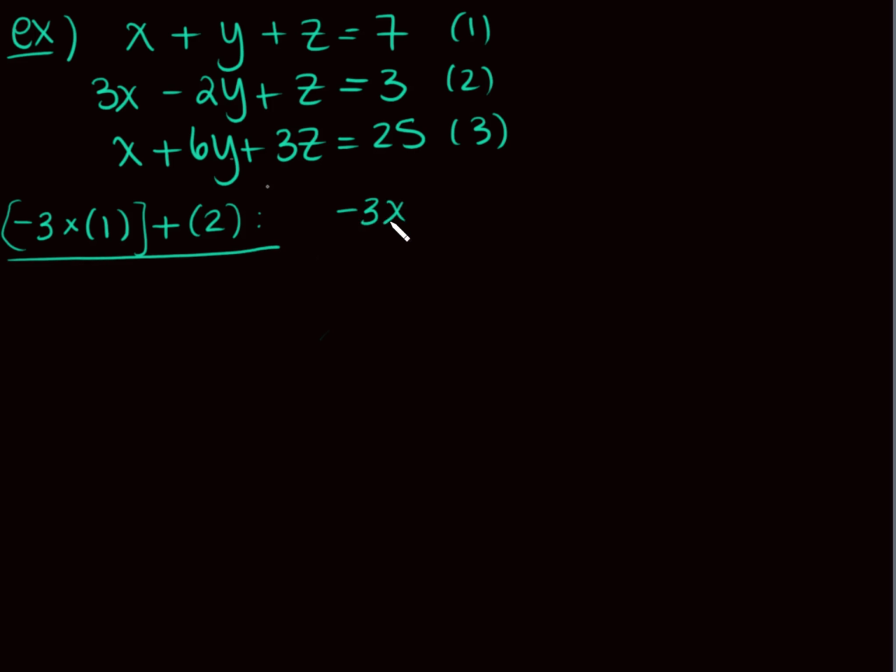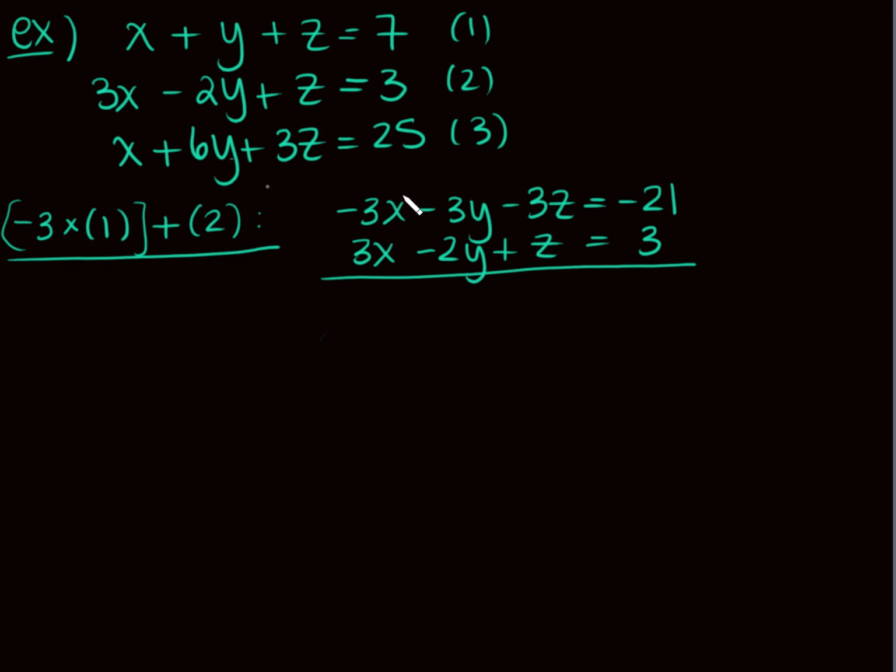So I'm going to take -3 times equation 1. That gives me -3x minus 3y minus 3z equals -21. Don't forget to multiply that last term. I forget sometimes. Ask me how I know. And then I'm just going to leave equation 2, and I'm going to add these together. Remember, this is one of the things that I can do with these systems of 3 equations. So look what happens when I add them. My x's are gone. I'm left with -5y minus 2z equals -18.